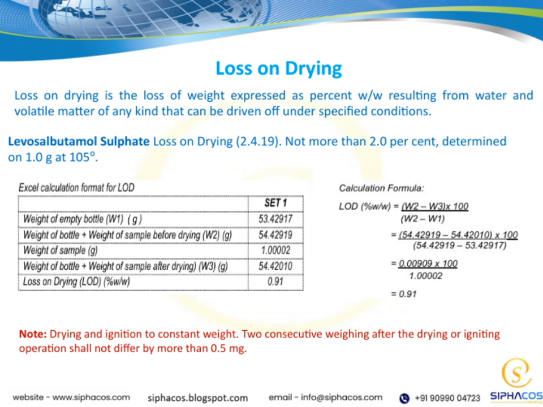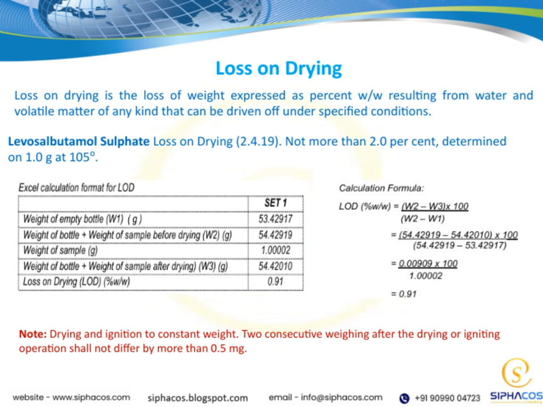Now, focusing on levosalbutamol sulfate, specifically the loss on drying test, which is identified as test 2419. The maximum allowable loss on drying is 2%, and this is determined by testing a 1 gram sample at 105 degrees Celsius. So, what exactly is loss on drying?